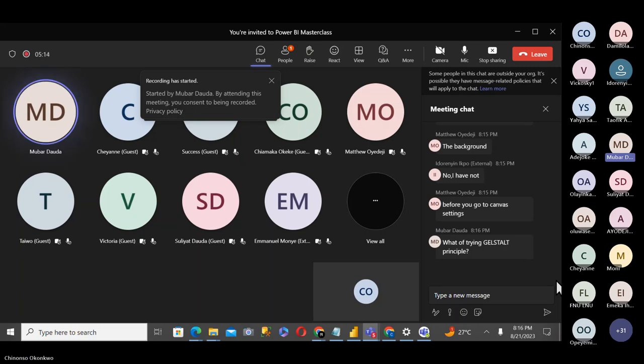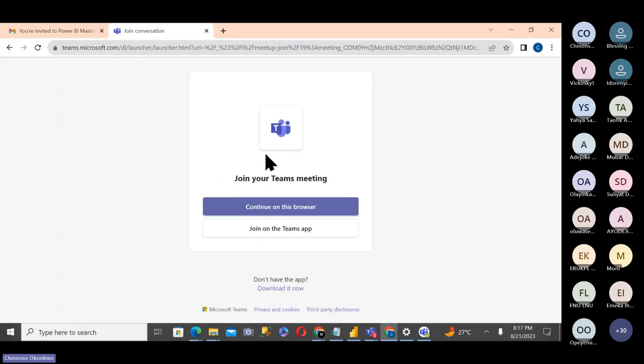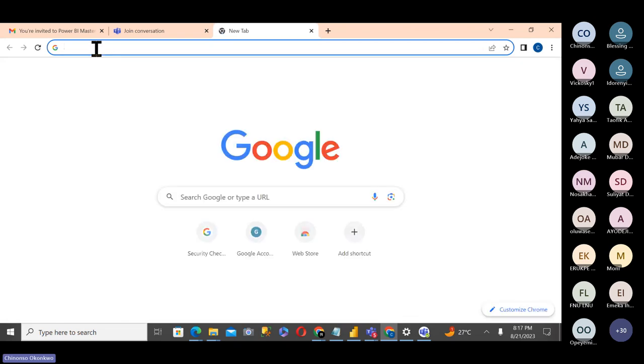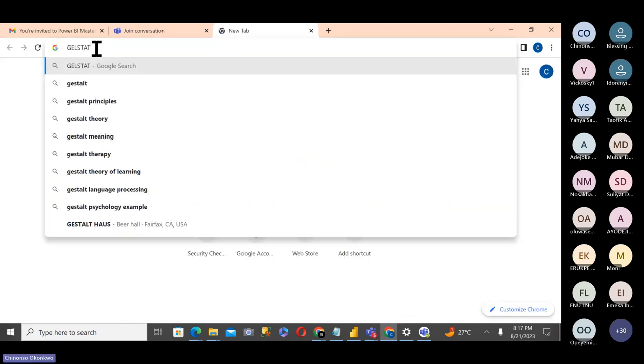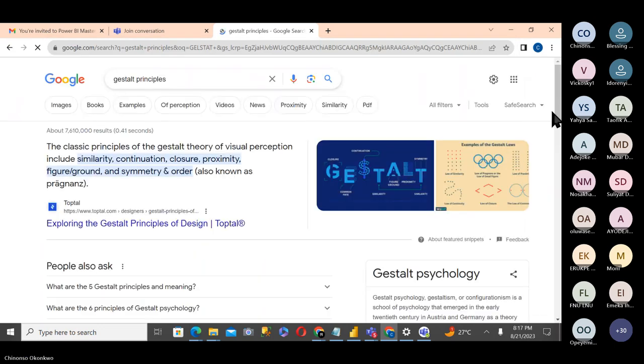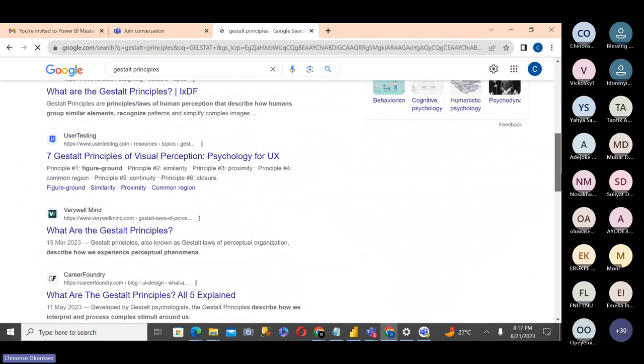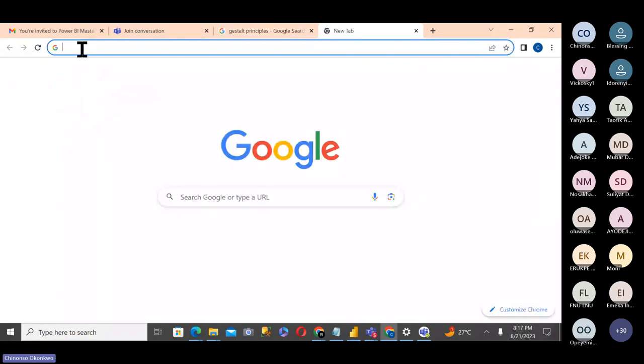Can you use an illustration? Sorry, can you use an illustration? Just go to your browser and search the gestalt principles so you can show us. Okay. Let's see. I'll just use this one instead. I don't know. Let's see what we see there. Let me just get this. Let me just see dashboard too.